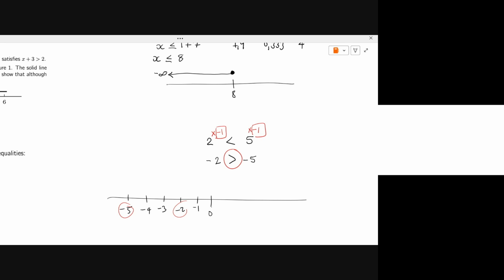Amazing. Okay, let's look at a quick example. Oh, remember guys, even if I divide by negative 1, 2 divided by negative 1 will still give me negative 2, and 5 divided by negative 1 will still give me negative 5. So I need to switch my signs.